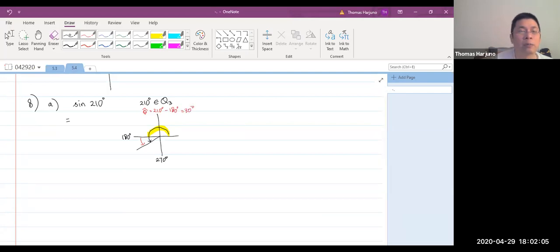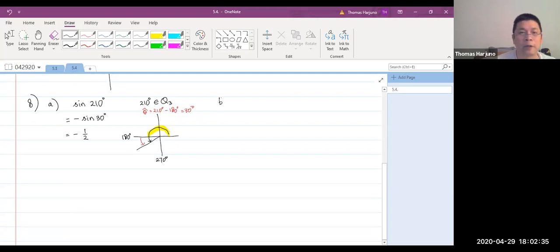Now we look back to our board here. Sine in quadrant 3 is positive or negative? From Monday we learned sine in quadrant 3 is negative. Then what is the sine of the reference angle? The reference angle is 30 degrees, so this will be negative. What is sine 30 degrees? That's right, that's 1/2.